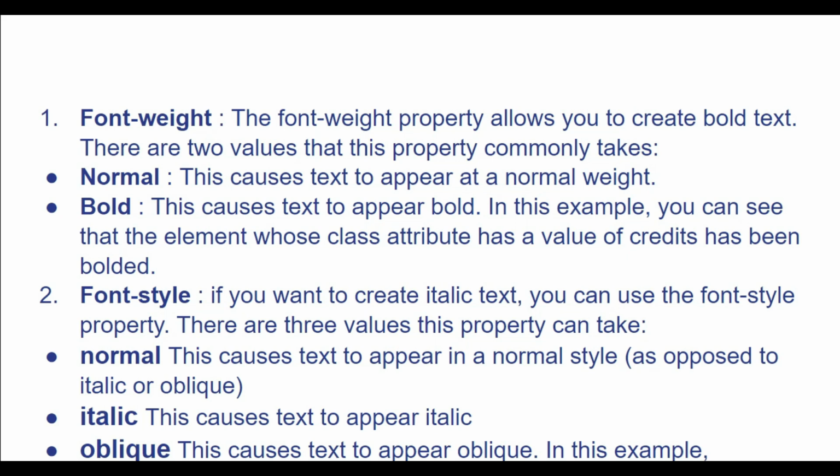There are 2 values that this property commonly takes. We have normal, which causes text to appear at a normal weight. We have bold, which causes text to appear bold. In this example, you can see that the element whose class attribute has a value of credit has been bolded. I didn't show that part here.